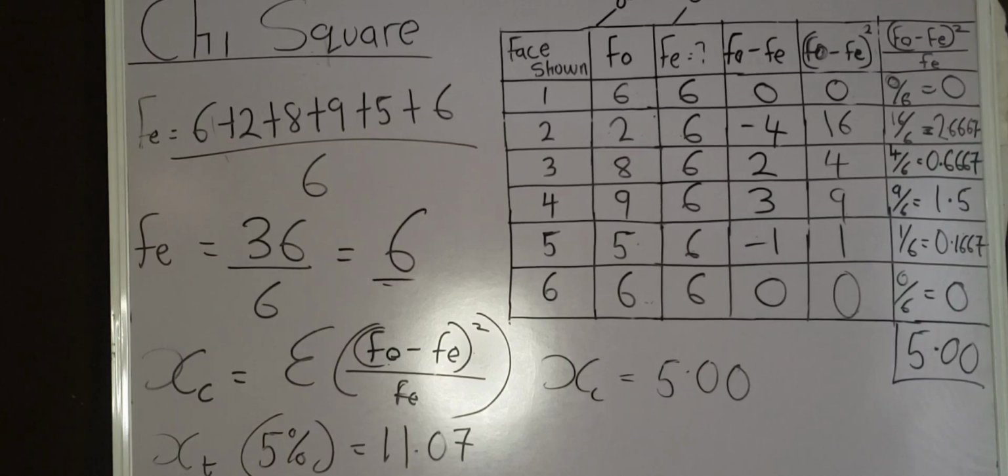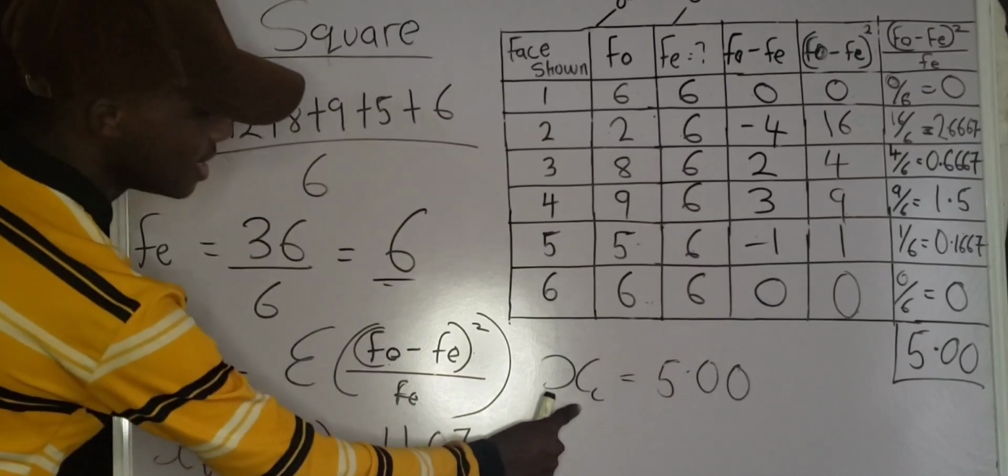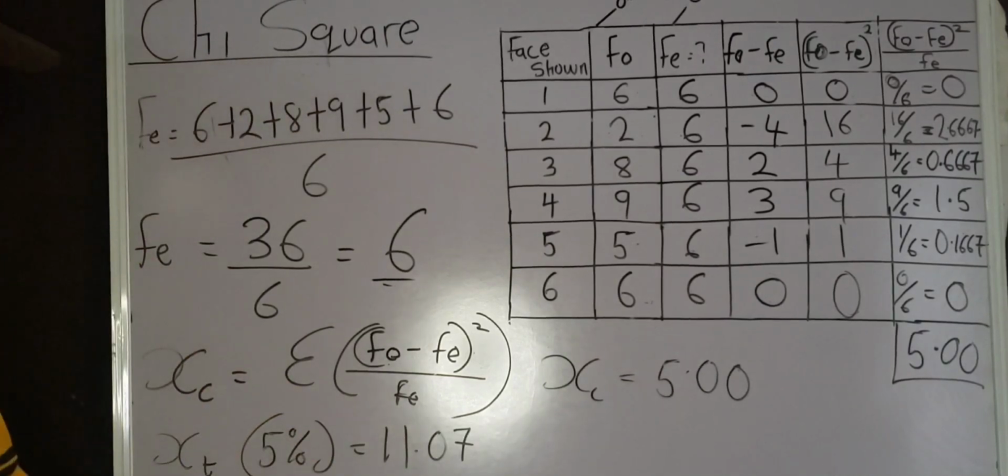Okay. So now look at this. I want you to check which of this is greater. Is it the calculated chi-square or the tabulated chi-square? Of course, the tabulated chi-square is greater than the calculated chi-square. So in that case, I'm going to accept the hypothesis, okay? The hypothesis will be accepted. But in a case whereby, after calculating your chi-square, you realize that it is greater than the tabulated chi-square, in that case, we are going to reject the hypothesis.